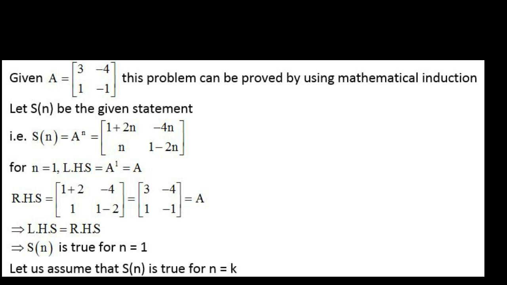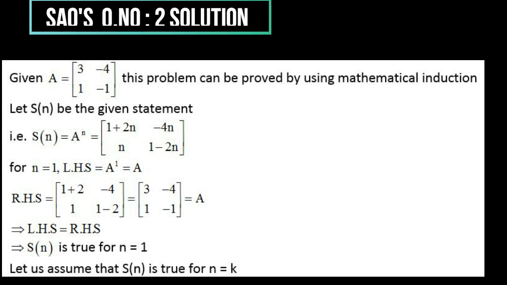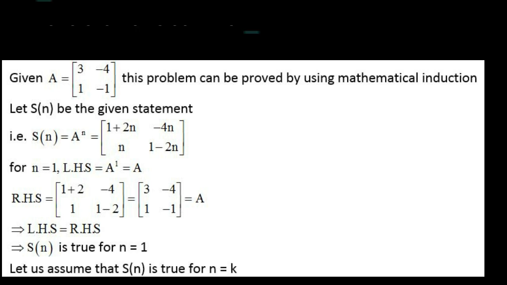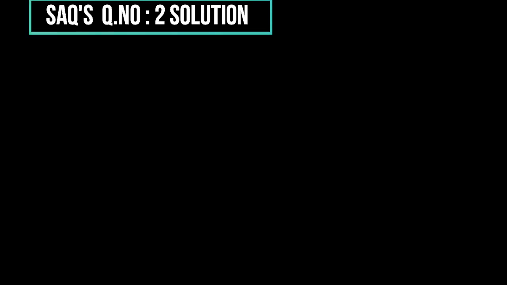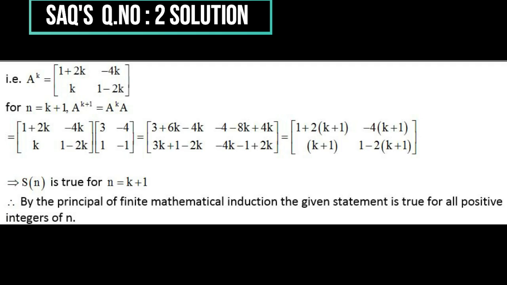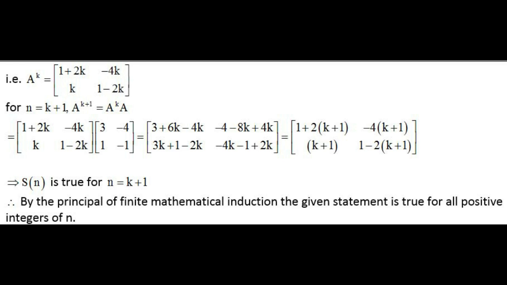We verify whether it is true for n is equal to 1 or not. For this, let n is equal to 1. Then LHS is equal to A power 1, which is equal to A. And for RHS, we put n is equal to 1 and we get matrix A. Therefore, LHS is equal to RHS. The given statement is true for n is equal to 1. Now, let it be true for n is equal to k. That is, replace n by k. Then A power k is equal to 1 plus 2k, minus 4k, k, 1 minus 2k.